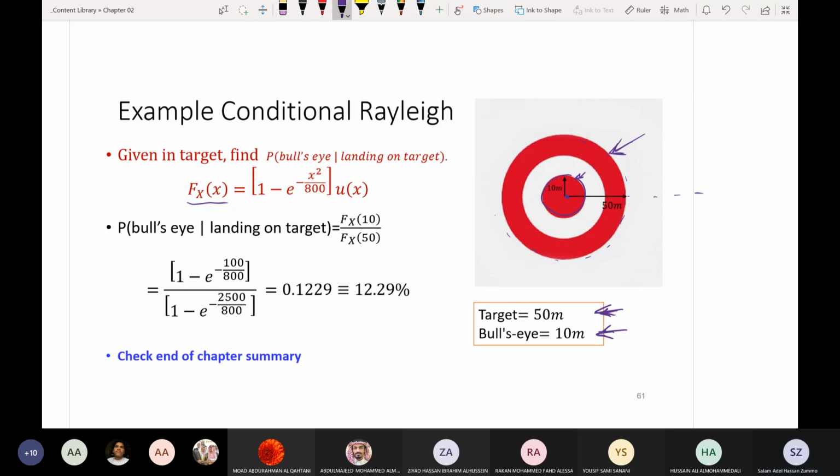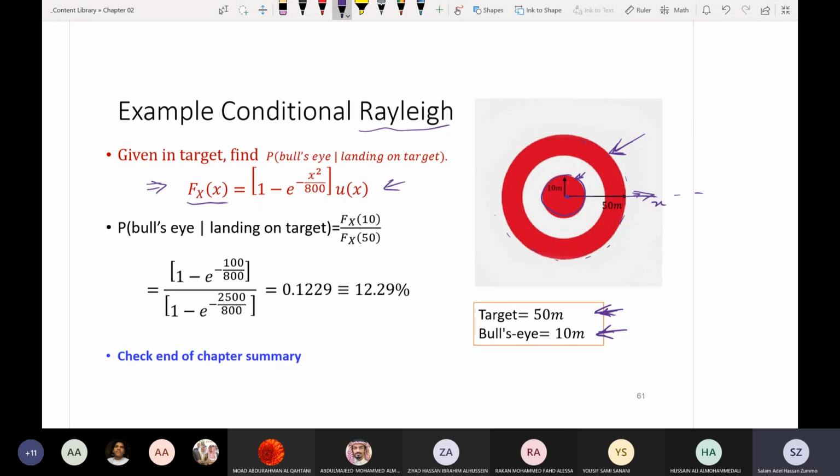Now, the distribution of where you land if you shoot, at any x on the x-axis between 0 and infinity, is given by this function, which is a Rayleigh function. Basically, F of x is 1 minus e to the minus x squared divided by 800.